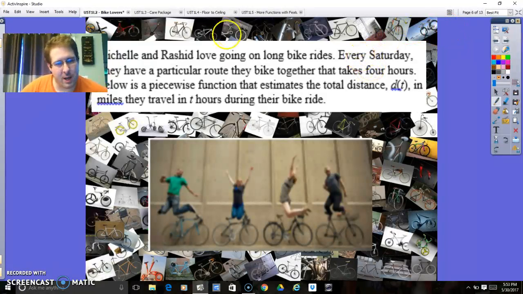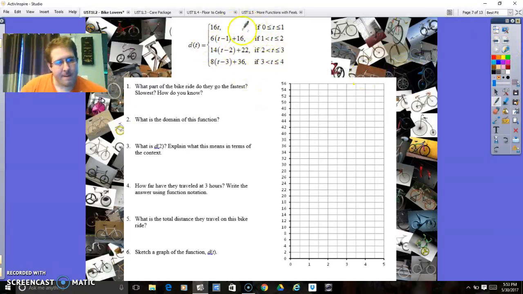Okay, Michelle and Rashid love going biking, and every Saturday they have a particular route they like to ride. Below is a piecewise function that estimates the total distance. Great, so let's take a look. Here it is. It looks like we have 1, 2, 3, 4 pieces.